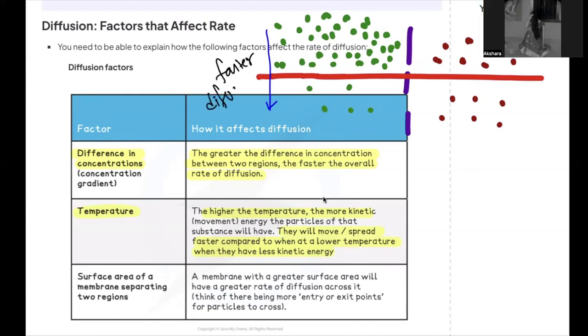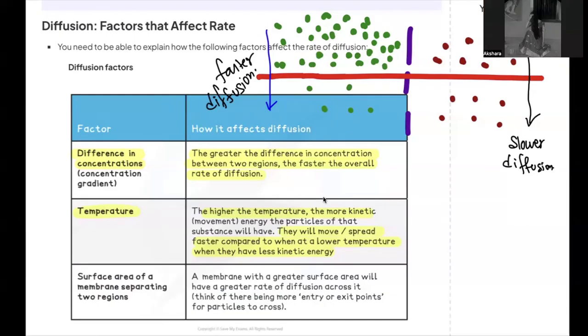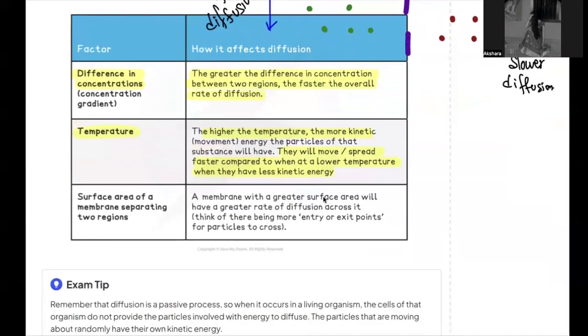But at the same time also remember, diffusion does not require a cell membrane. So this one would have slower diffusion because inside there is already enough number of particles, outside there is not that many, so technically it wouldn't want to get in. Okay, now surface area of a membrane separating the two regions.